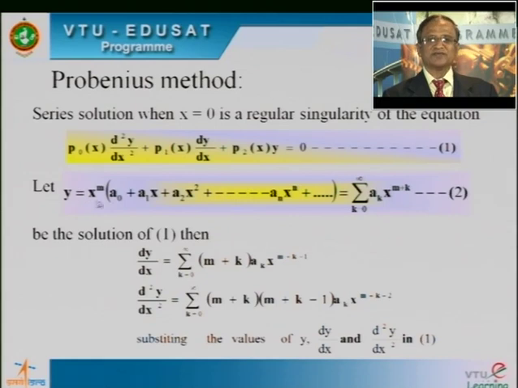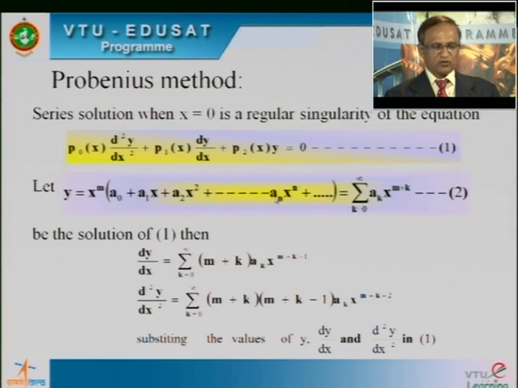Now I am going to differentiate the assumed solution. Therefore dy by dx is equal to summation of m plus k into ak x to the power m plus k minus 1. How do we differentiate? In terms of summation, ak is constant, so you can keep it as it is. By using the formula for x raised to n, we differentiate, and you will get m plus k into x to the power m plus k minus 1.